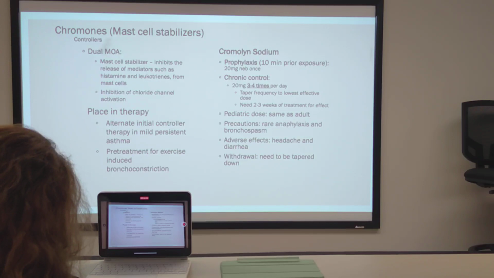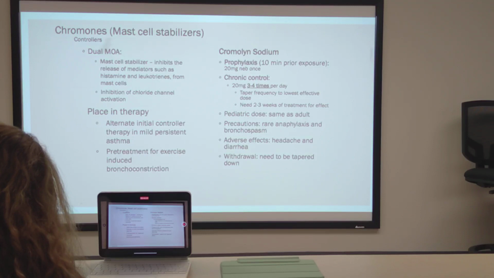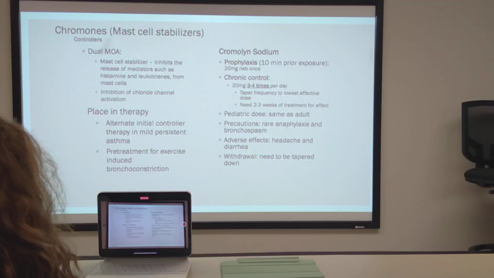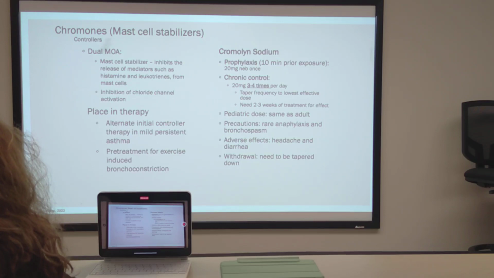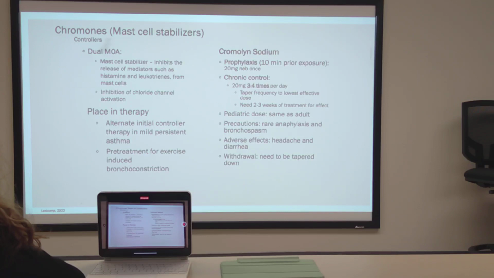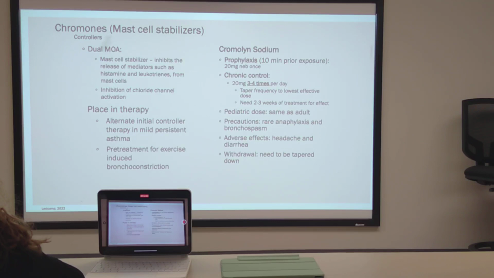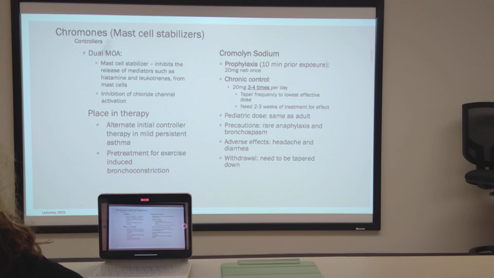This is the medication, cromolyn sodium. If someone is going to exercise, then we usually tell them to take this 10 minutes prior to exposure or 10 minutes prior to exercise. It does also come as a nebulizer. One thing to note is that the pediatric dosing for this is actually the same as the adult dosing, so you don't have to think in terms of whether the dose is different. It's the same. Adverse effects are headaches and diarrhea. If someone needs to come off of the medication, then it does have to be tapered.